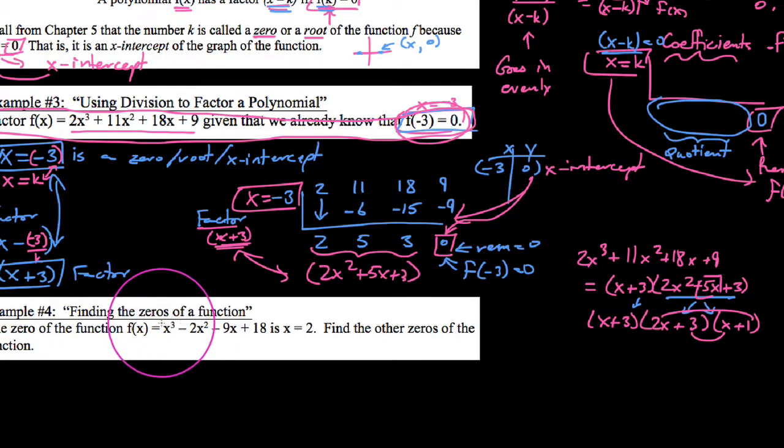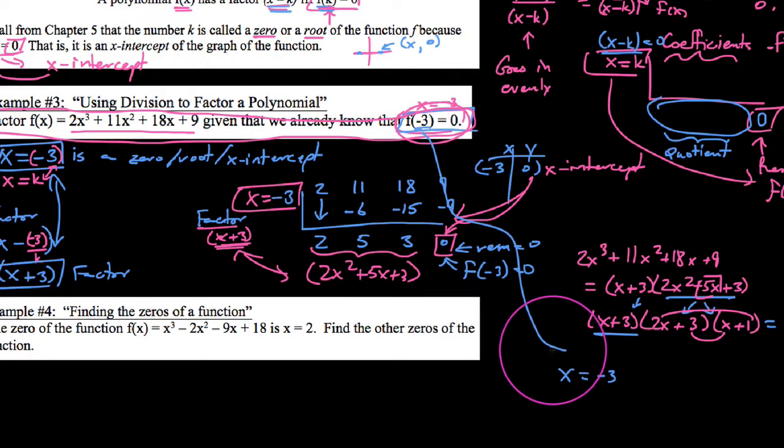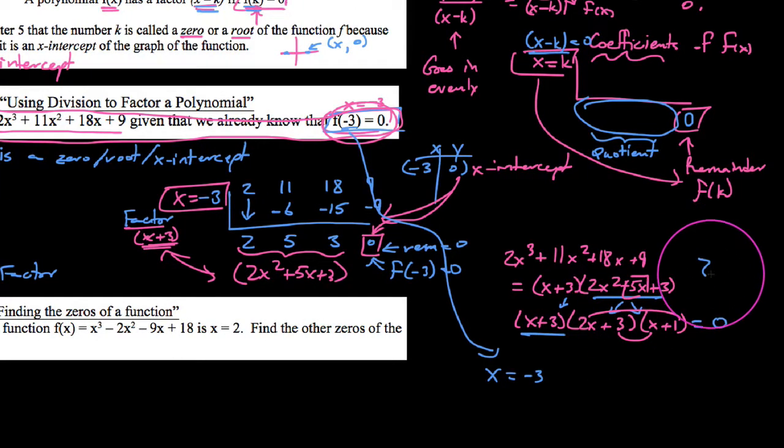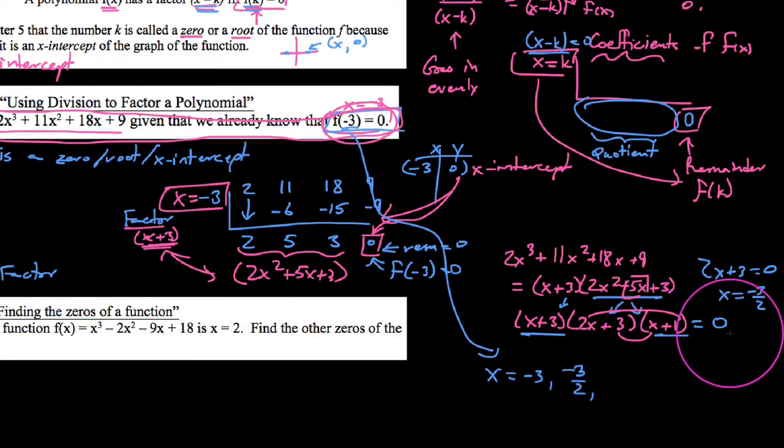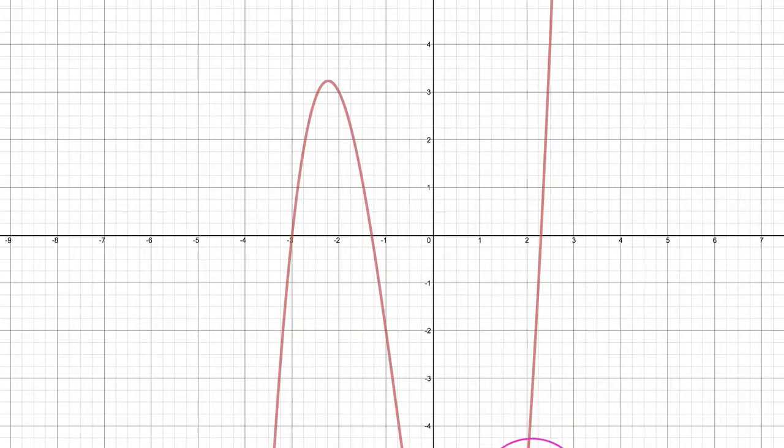I drew a picture of this function here. If we were to find all of its zeros, set this equal to 0 and solve it, then if x plus 3 is a factor, then x equals -3 is a 0, and that was one we already knew to begin with. If 2x plus 3 equals 0, then we'd get x equals -3 halves. And if x plus 1 equals 0, then we would get x equals -1.